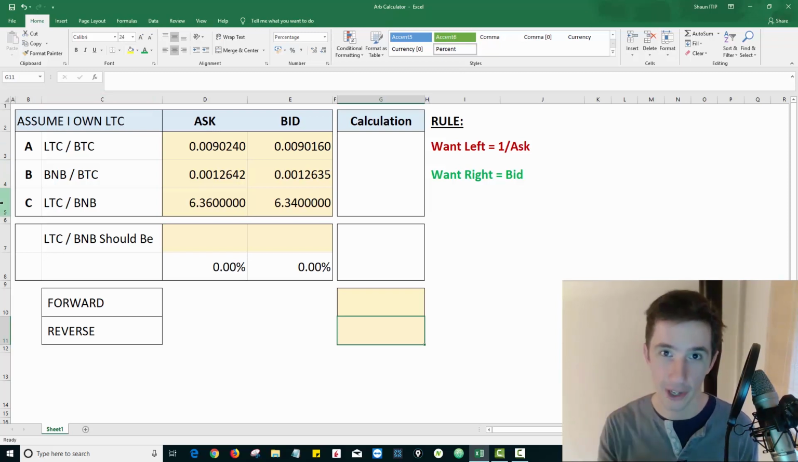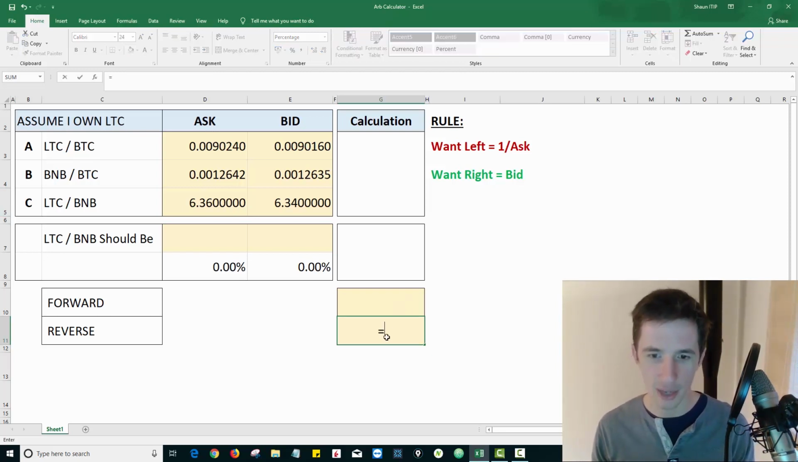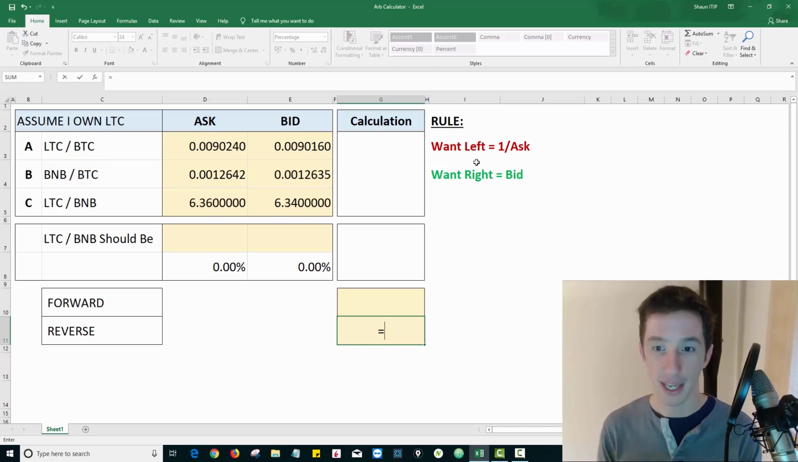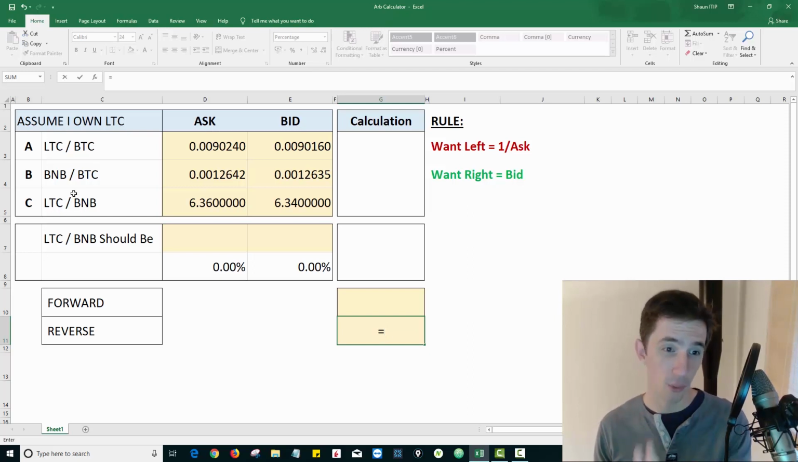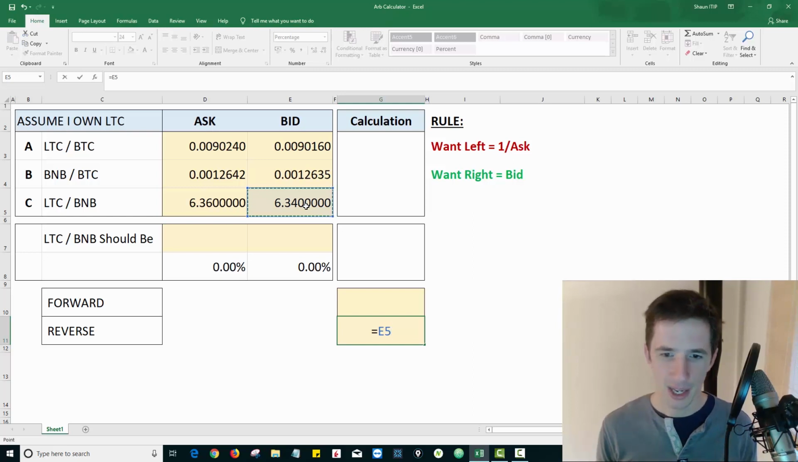We're going to calculate the reverse percentage, meaning that we're going to start with order book C. So what I want to do over here is I want to go to equals, and I'm now going to do a little calculation over here. Now, I've got some rules on the right. In other words, if I want what's on the right, take the bid. If I want what's on the left, take 1 divided by the ask. So these are the basic rules that I'm going to follow over here. So I've got Litecoin. What I want is BNB. BNB is on the right-hand side of the bracket. So I'm going to multiply by the bid.